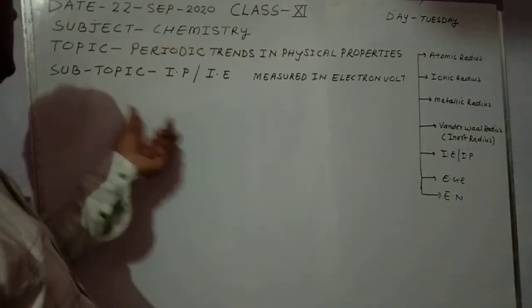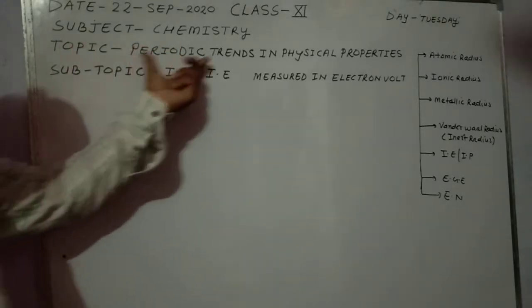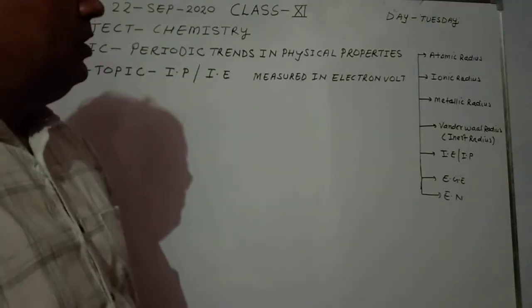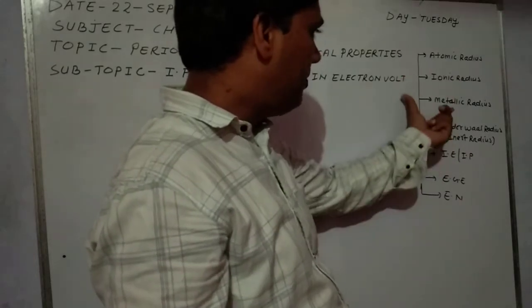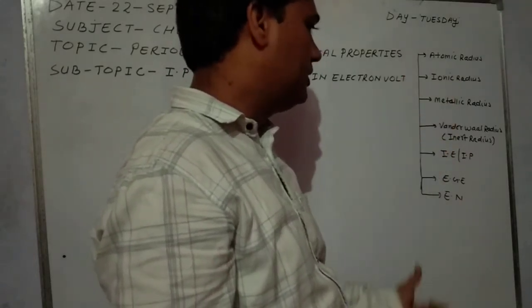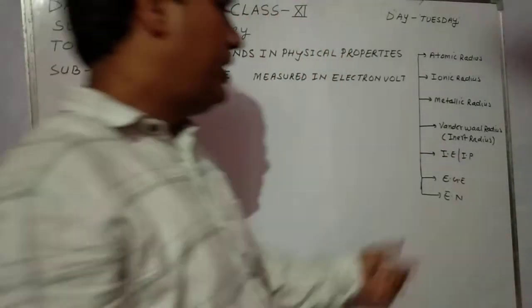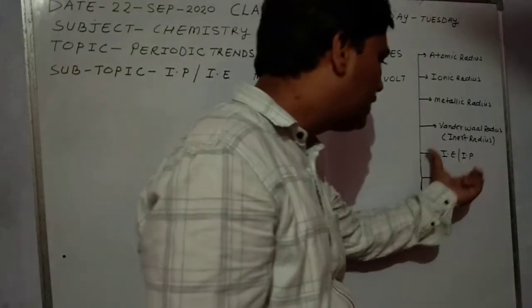Today I am going to discuss chemistry. Topic is periodic trends in physical properties. In previous live classes I have discussed atomic radius, ionic radius, metallic radius, van der Waals radius and ionization enthalpy or ionization potential. Today I am going to discuss some part of ionization enthalpy, ionization potential, then I will start electron gain enthalpy.